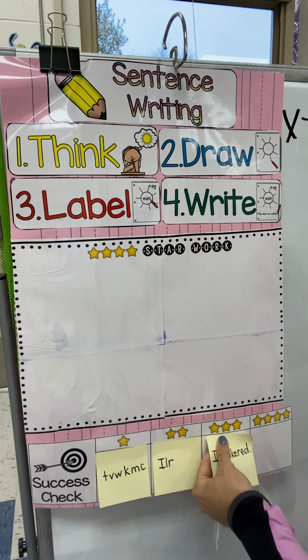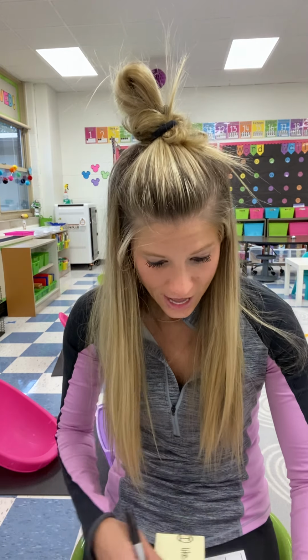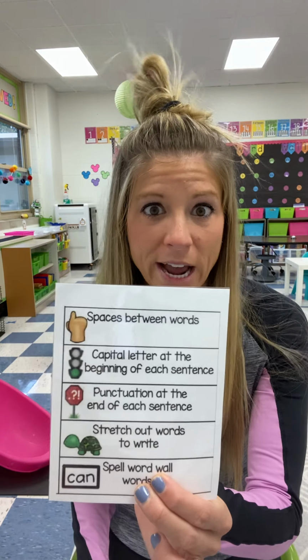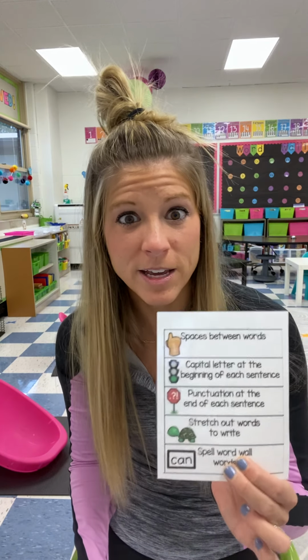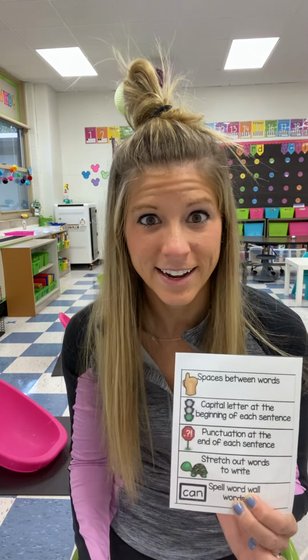Now, as we're practicing writing sentences, I want you to remember that if you're not 4 stars yet, that's okay. The more we practice, the better we will get at writing sentences. So even if you're not at 4 stars, that's okay. Just do your best every time you sit down to write, and you'll get better and better. So what I want you guys to do every time you write from now on is to always remember your checklist, because that will help you become a 4-star writer. Have fun.